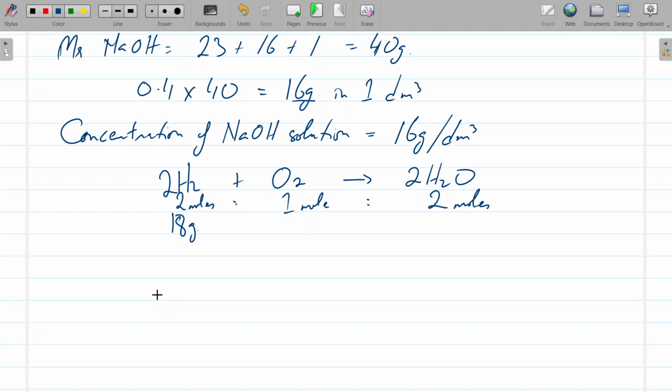The first thing you should do is calculate how many moles there are. We have to calculate molar mass. Yeah, so 18 divided by 1 is 18. So you're using 18 moles of hydrogen, right? And so this is 18 moles. And so how many moles of oxygen would you be using there?